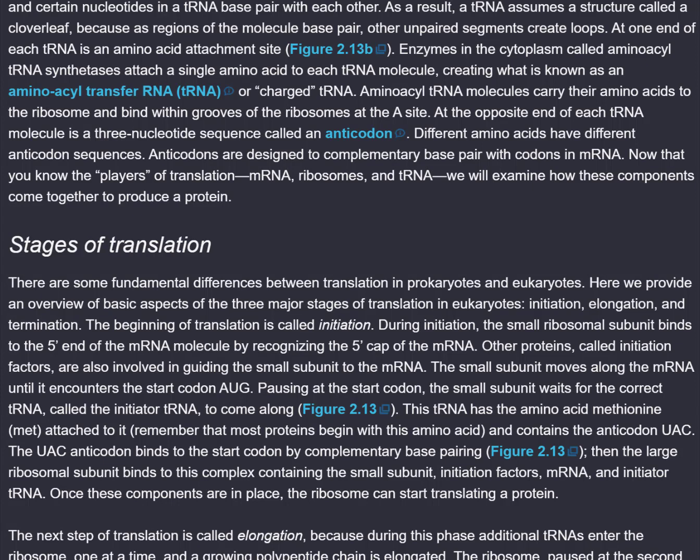Aminoacyl tRNA molecules carry their amino acids to the ribosome and bind within grooves of the ribosomes at the A site. At the opposite end of each tRNA molecule is a 3-nucleotide sequence called an anticodon. Different amino acids have different anticodon sequences. Anticodons are designed to complementary base pair with codons in mRNA. Now that you know the players of translation, mRNA, ribosomes, and tRNA, we will examine how these components come together to produce a protein.